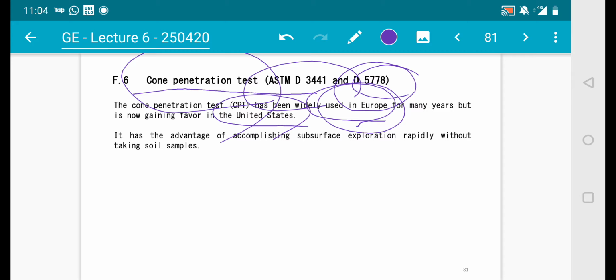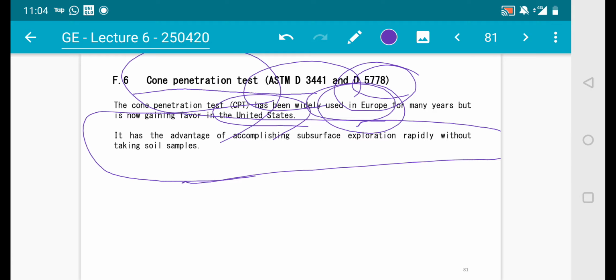One of the main advantages is that it accomplishes subsurface exploration rapidly without taking soil samples. If you compare with SPT, you need to take samples out of the soil, but for CPT tests, the soil remains. You're just going to take the values out. We're going to see more details in the later discussion.